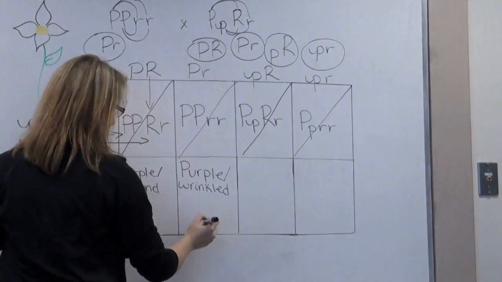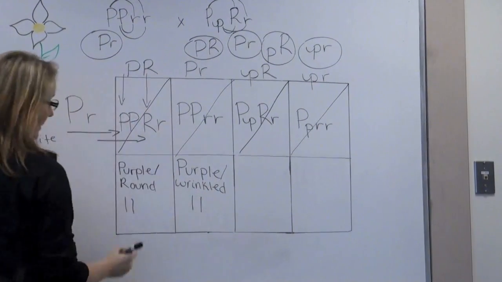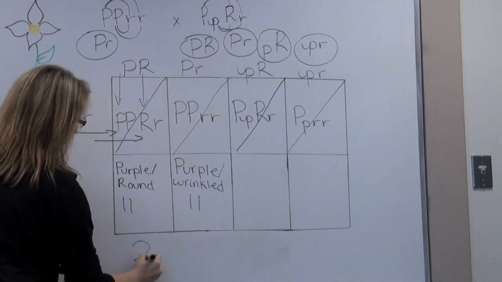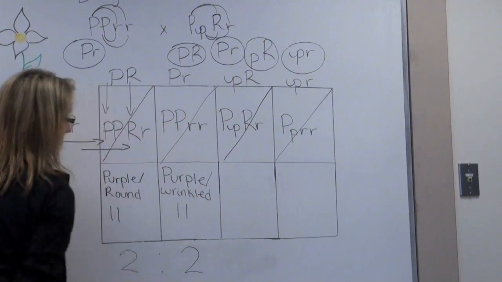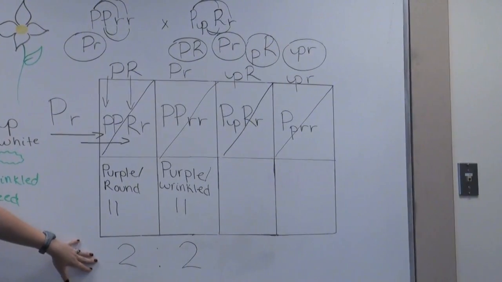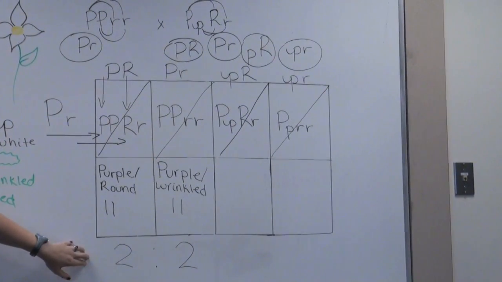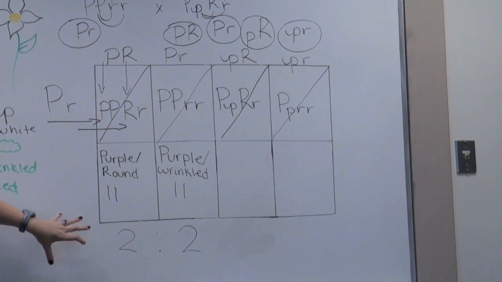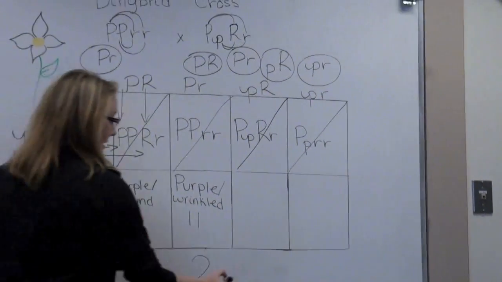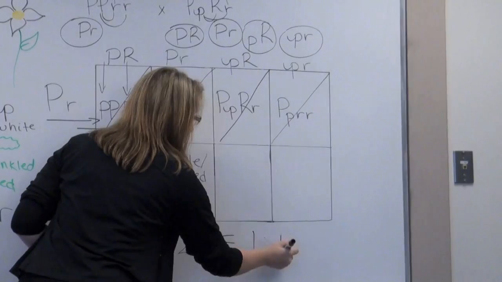So you count it up, 2 that are purple and round, 2 that are purple and wrinkled, giving you your phenotype ratio of 2 to 2. And then you can always make that smaller. 2 to 2 is the same thing as a 1 to 1 ratio.